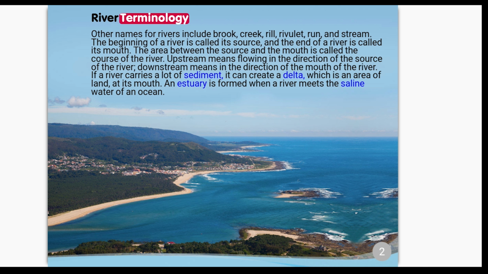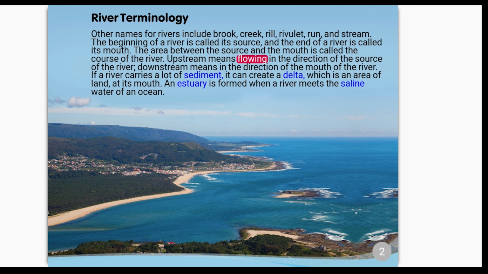River terminology. Other names for rivers include brook, creek, rill, rivulet, run, and stream. The beginning of a river is called its source, and the end of a river is called its mouth. The area between the source and the mouth is called the course of the river.